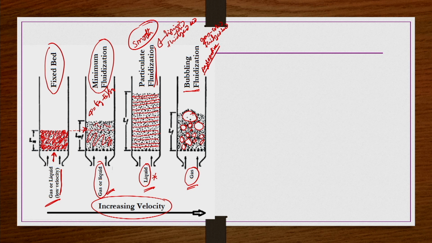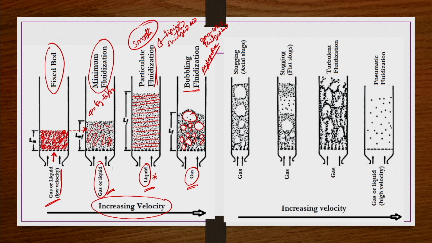Now, what we do, we take a few more figures where we have further increasing velocity. The fluid you take is now gas, and the column diameter you make smaller, or you take a slightly narrower column. Compared to the first four figures, where the column diameter is sufficiently large, in the fifth figure, slugging fluidization, the column diameter is small.